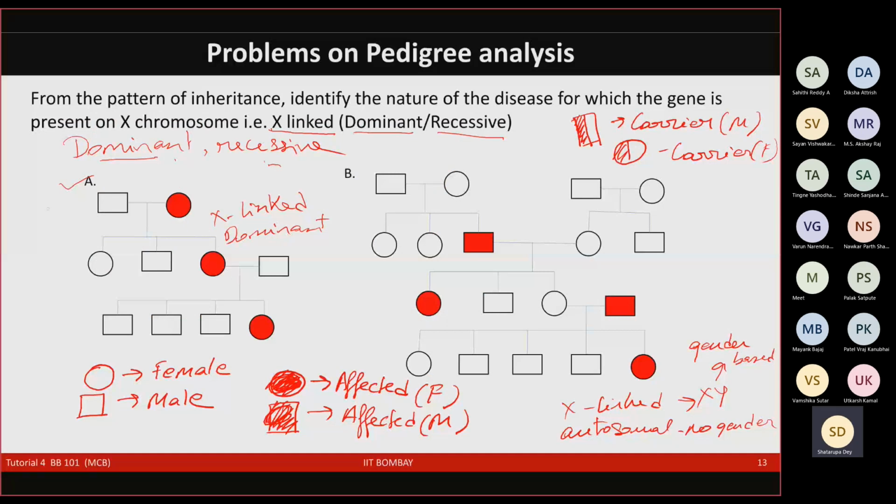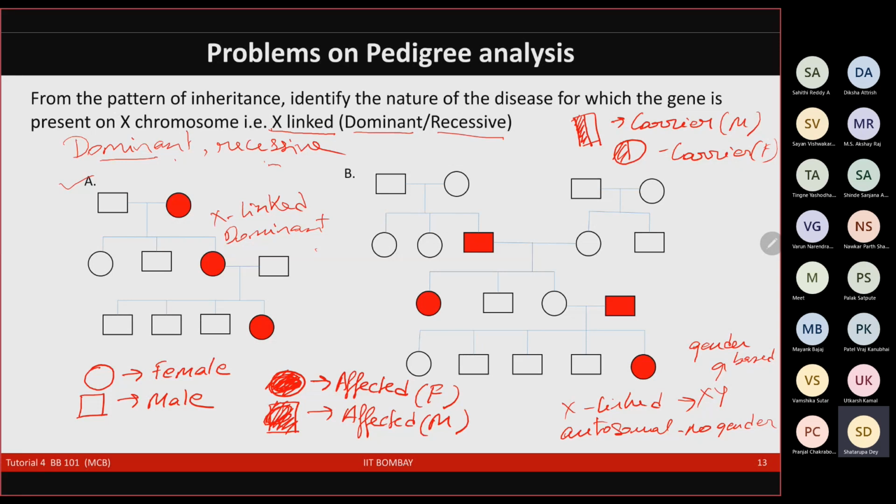In example number A, since all the females in all the generations are being affected, this one is X-linked dominant. By default, when you're looking at any pedigree and you're seeing that people in every generation are being affected, it automatically means that it's going to be a dominant disease. It's not recessive. And when exclusively only one gender is being affected, and the other people are not carriers or anything, this one is X-linked dominant.